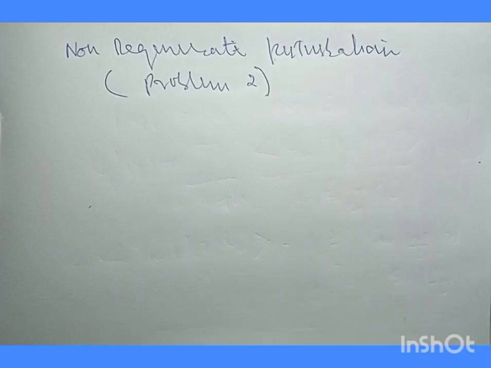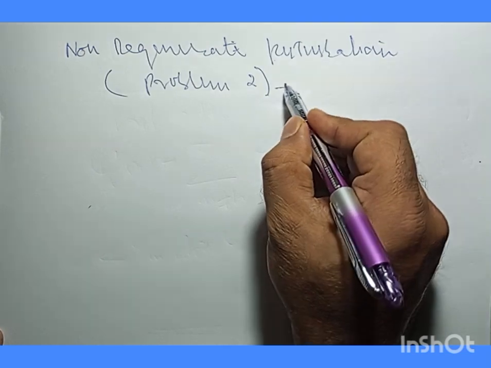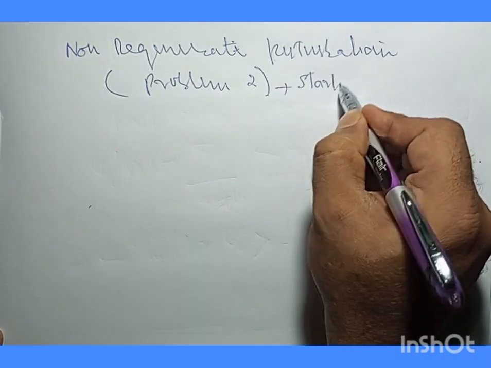Now, in continuation with the first video, where we took a problem on non-degenerate perturbation theory, where we assumed a one-dimensional box and assigned the perturbation term to the particle in that box, let's take another approach. Let's consider another classic problem on non-degenerate perturbation theory. Specifically, it leads to what's called the Stark effect.